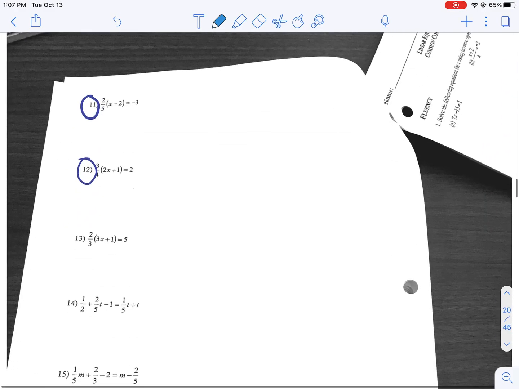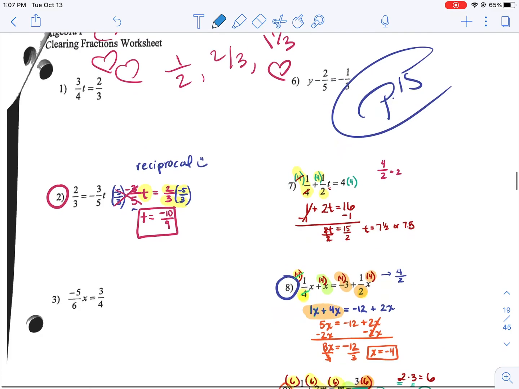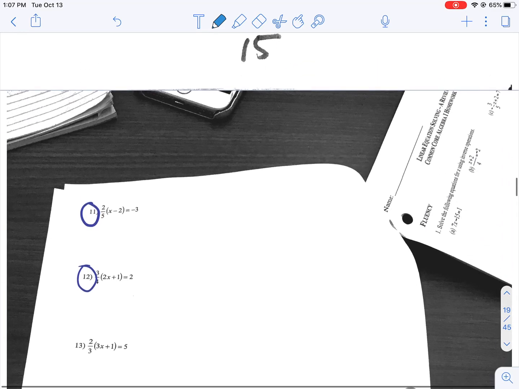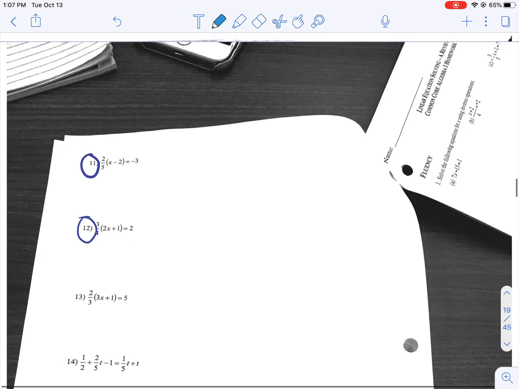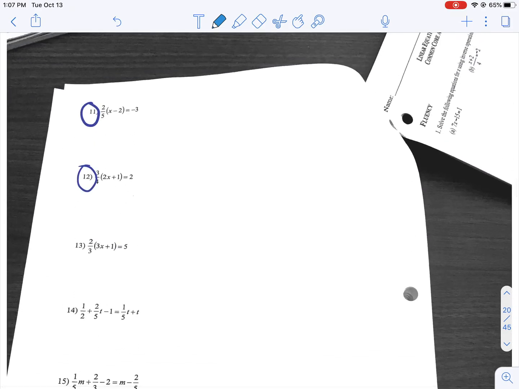Okay, so let me just look at page 16. Ooh, oh rats, we did want to do one of those. Okay, here's page 15. And then here's page 16. I did just want to do 11 really quick. I'll zoom through it, guys.